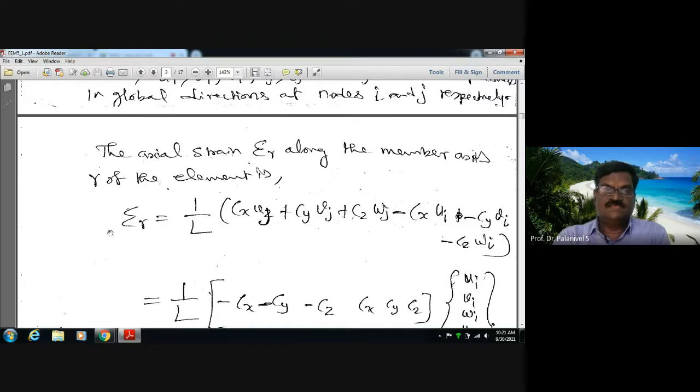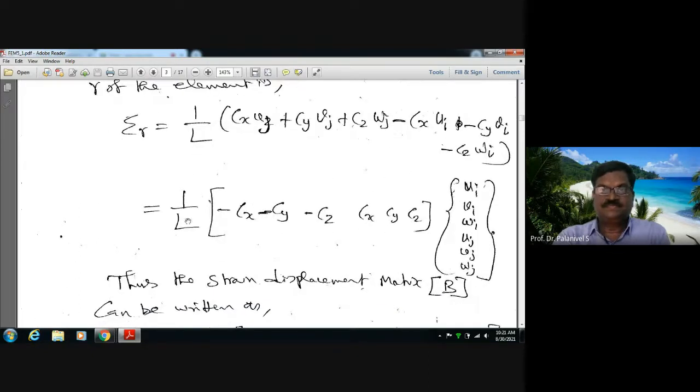This is the strain. Therefore, that is equal to, I have written this in the matrix form, 1 by L into minus cx, minus cy, minus cz, cx, cy, cz. These are the coefficient matrix. Please remember, this axial strain is written in the matrix form like this, into ui, vi, wi, uj, vj, wj.